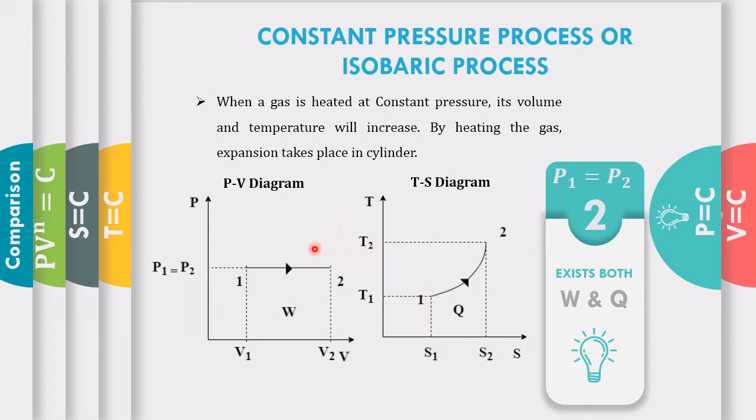As we all know, when a gas is heated at constant pressure, its volume increases, and the temperature and entropy will also increase throughout the process. The area under the PV diagram is the work done, and the area under the temperature-entropy curve is the heat transfer. In a constant pressure process, the condition is P1 is equal to P2, if the initial and final states are 1 and 2. That exhibits both work done and heat transfer. With this basic, we can directly move on to the problem.